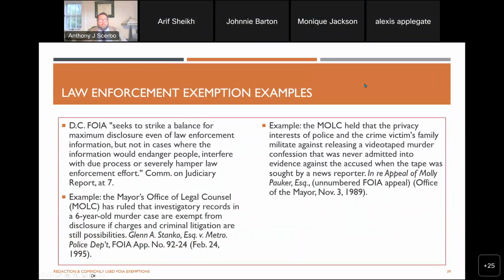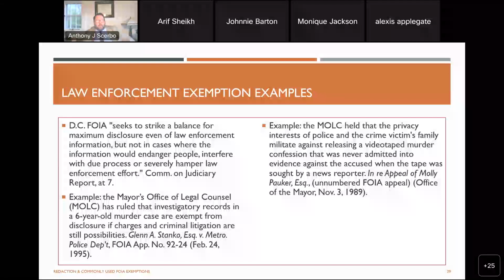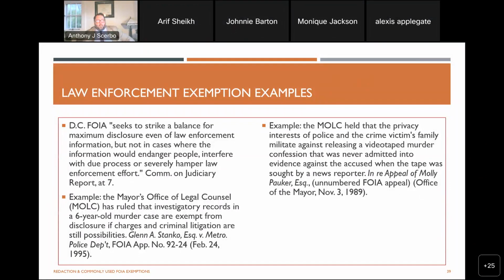DC FOIA seeks to strike a balance for maximum disclosure, even of law enforcement information, but not in cases where the information would endanger people, interfere with due process, or severely hamper law enforcement effort. And this is from the Committee on Judiciary notes at page 7. So here, an example, the MOLC has ruled that investigatory records in a 6-year-old murder case were exempt from disclosure if charges in criminal litigation were still possibilities.